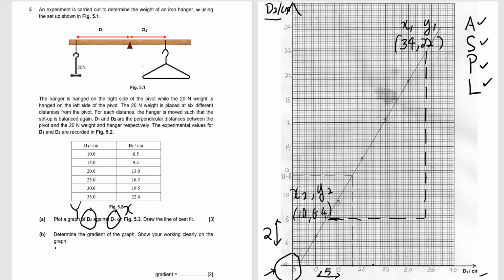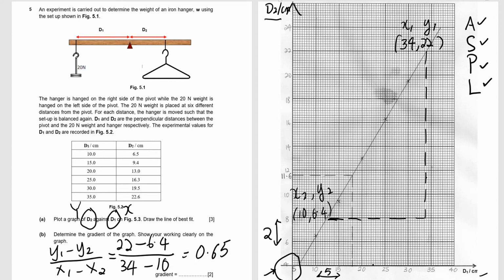And the next thing you do is, of course, to do a calculation. So gradient is y1 minus y2 over x1 minus x2. And it's easier to carry on now because you have labeled all the necessary points. So 22 minus 6.4. That's for me. If you have chosen two other points, your reading should still be about the same as my value. And I have 0.65 as the answer.